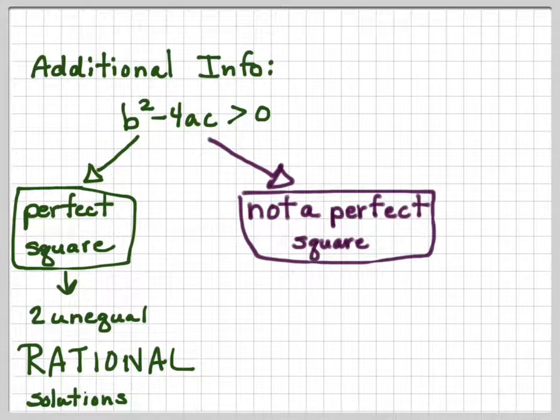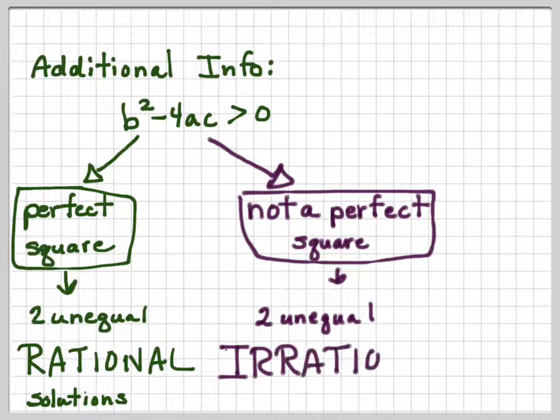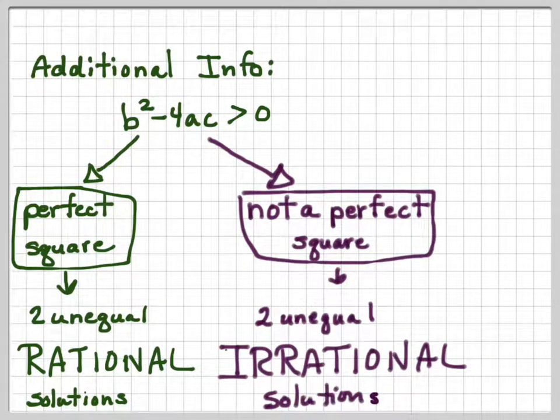12. Then when you take the square root of that, it's going to be 2 times the square root of 3, and obviously the square root of 3 is an irrational number. So anything other than a perfect square is going to be irrational. There will be two unequal irrational solutions. It's still going to cross the x-axis in two places, but not at rational numbers.